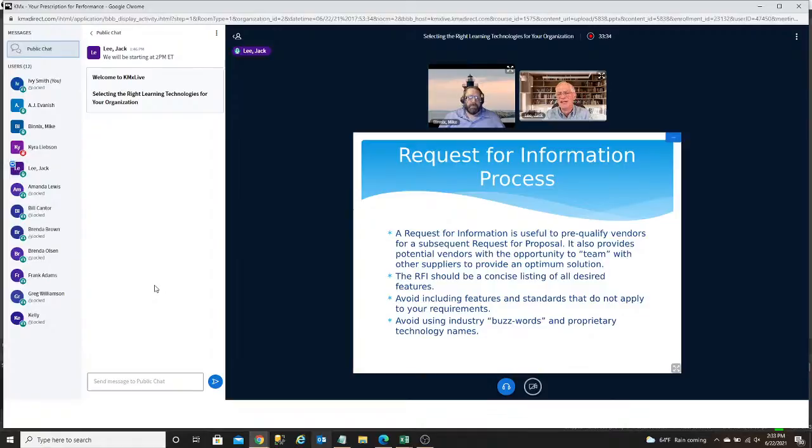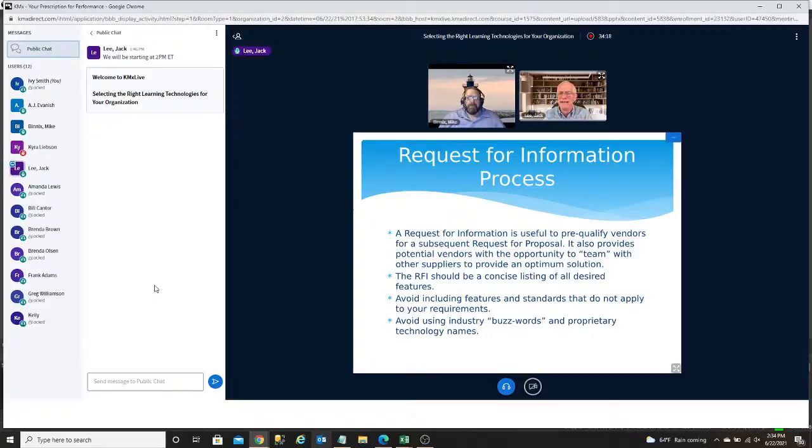Now, the RFI should at least provide that concise listing of everything that you want to be able to do, your desired features. It should have the full breadth of what you need. But what you really want to avoid in these RFIs is to include features or standards that aren't needed. And this, again, we see all the time where a customer will put in a standard that's either not supported anymore by anybody, or they'll add in features that are not practical for their situation, or they don't really understand why they added the feature in to begin with. They saw it on a list somewhere, it sounded cool, and so they put it on there.